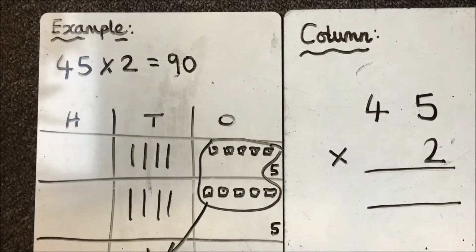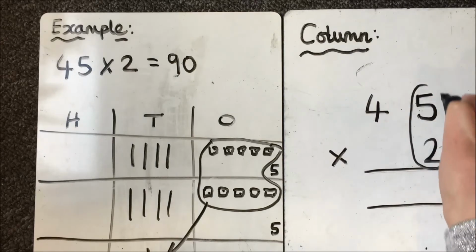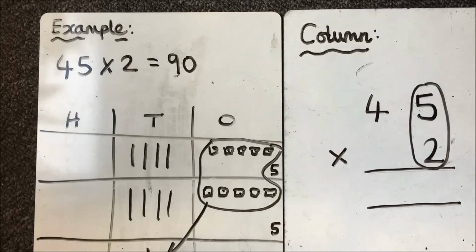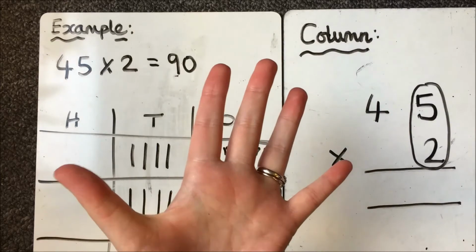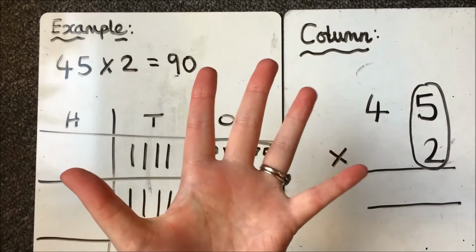What's the first thing I do? Where do I go first? Can you pause the video and have a go at solving this yourself now? And then unpause to correct. Ready? I do this one first. 5 ones times 2 ones. 5 fingers up, counting 2s. 2, 4, 6, 8, 10.